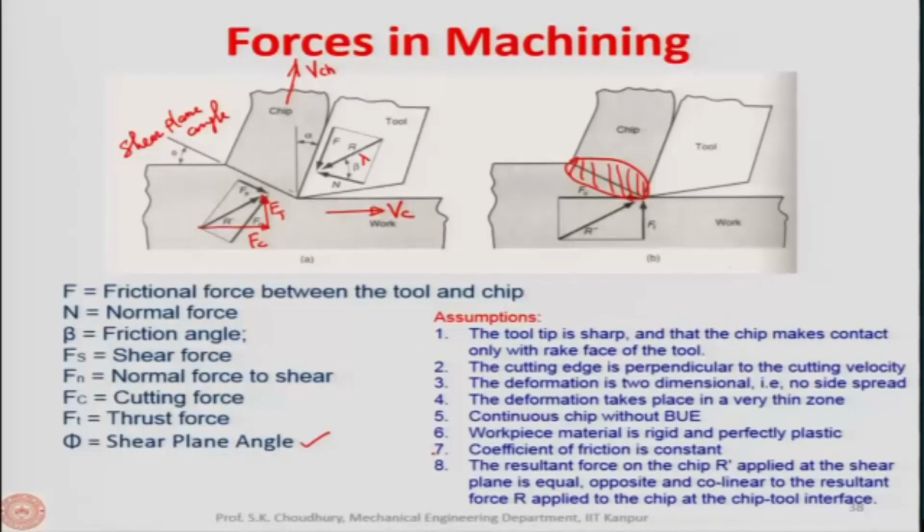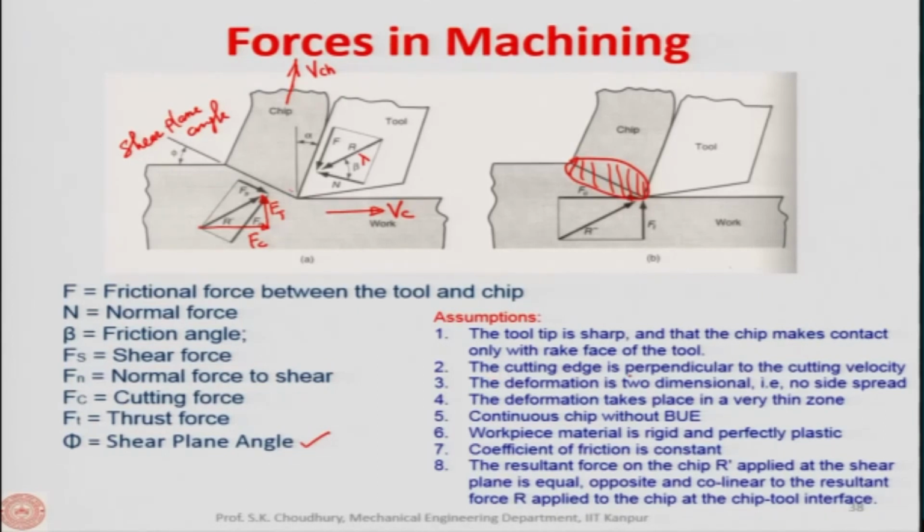So, all these assumptions, by the way, are made by Merchant and Ernst to simplify the analysis. You understand that? Because none of these assumptions can be valid in the actual machining process. Let us see, the tool is sharp. The tool does not remain sharp as soon as it comes in contact with the workpiece, for that matter.